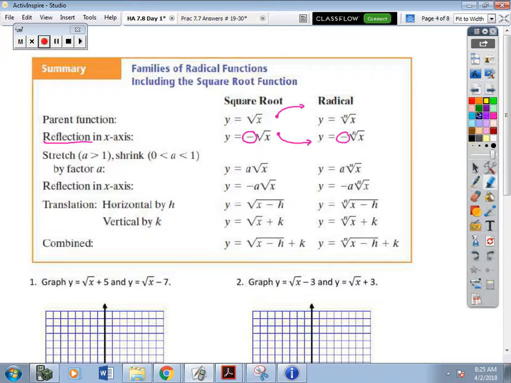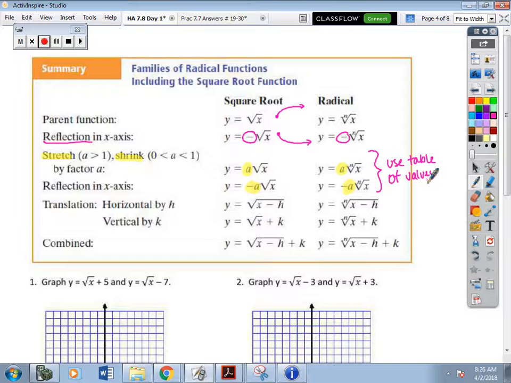Now, when you have the a value, anytime you see these, they are stretches or shrinks. So what that does is it's going to change how the points differ from one another. So anytime you see an a value, you need to use a table of values. You cannot use our shortcut, which was our up 1 over 1, up 1 over 3 for the square roots.